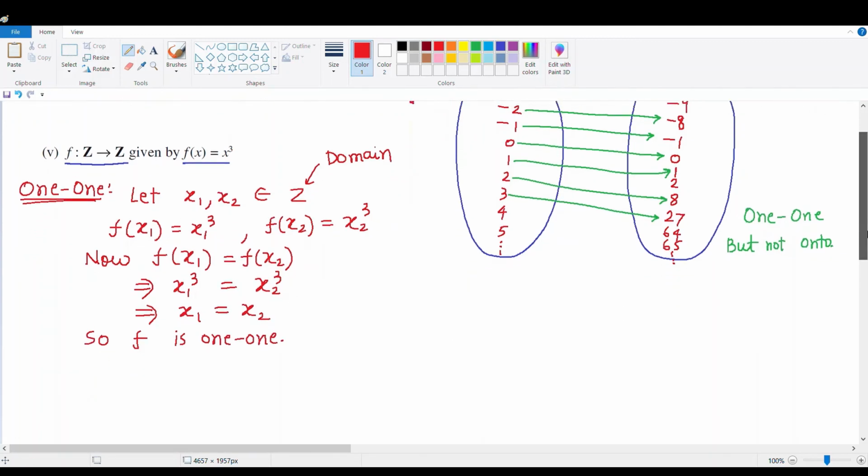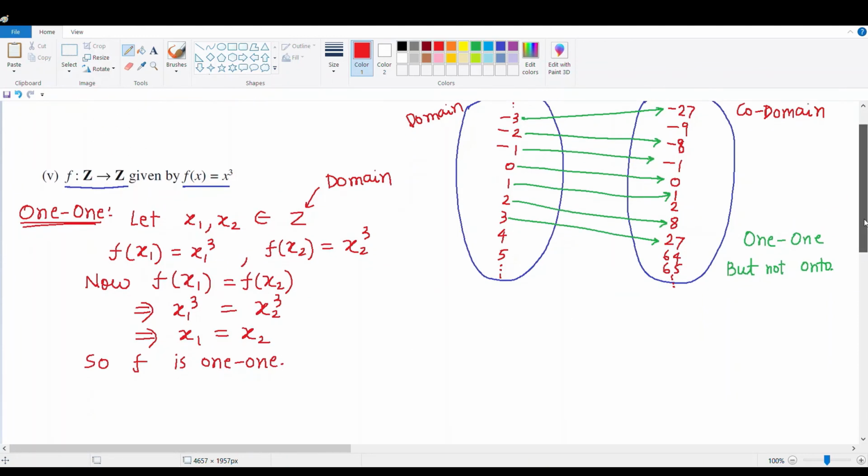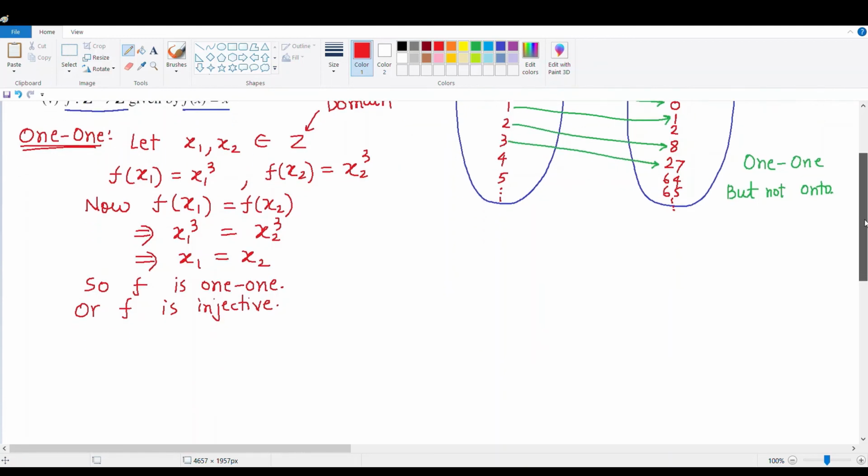Now, yes, we had to use that injectivity word. If a function is 1-1, that means that function is an injective function. So I'm just going to say f is 1-1, or in other words, f is injective. The other name for 1-1 is injective. So if a function is 1-1, then of course that function is injective, because they both have the same meaning.